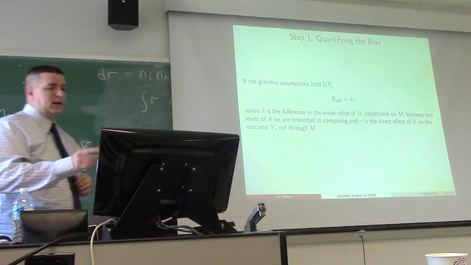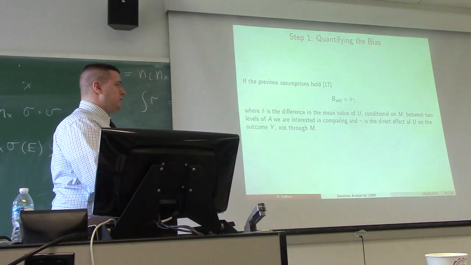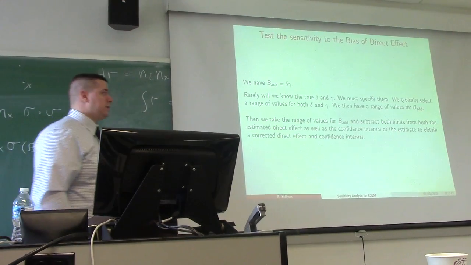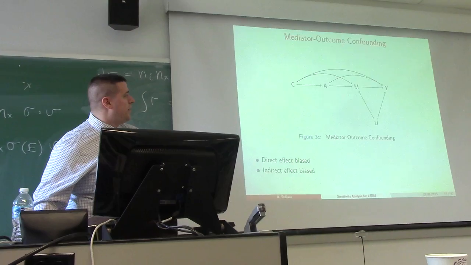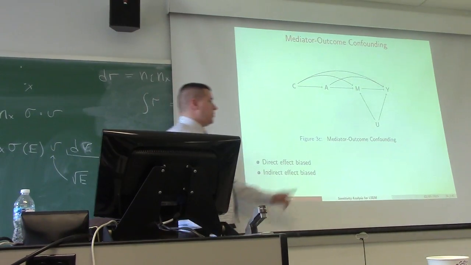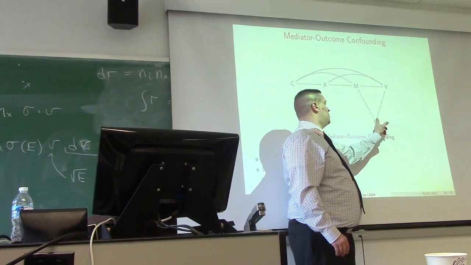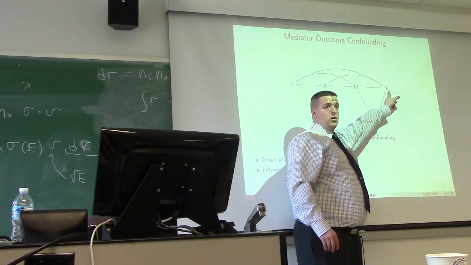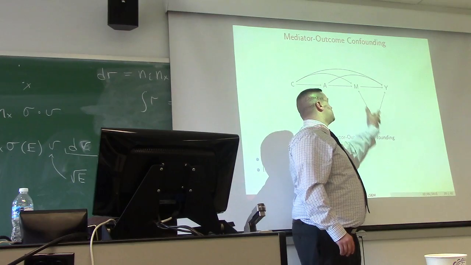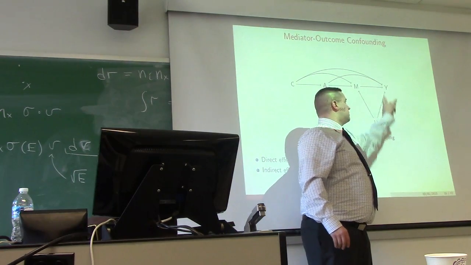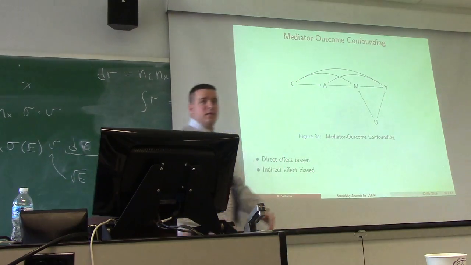And then gamma is the direct effect of U on the outcome Y through M. And what that means is, back to our graph here, gamma is just this relationship of U on Y from this arrow here. Directly, meaning that it's not what goes through M. So you just want to know an estimate of what this effect is, how that would impact it.